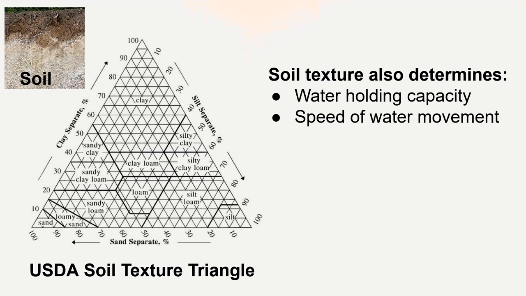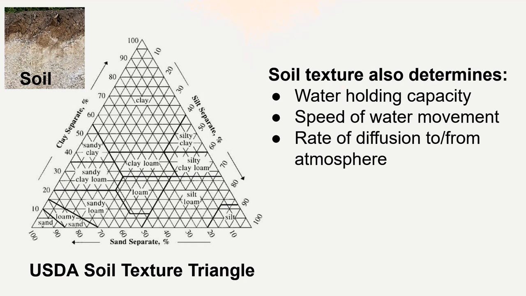It also determines the speed of water movement, and that moves kind of inversely to the amount of water holding capacity. So a clay soil is very impermeable to water. It takes a long time for water to drain through a clay soil. Whereas with a sandy soil, I'm sure you can picture just dumping a glass of water on the sand of a beach. That water infiltrates extremely rapidly, and sand is very, very permeable to water. So water holding capacity and speed of water movement kind of move opposite to each other in soils.